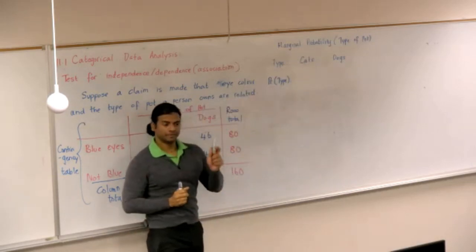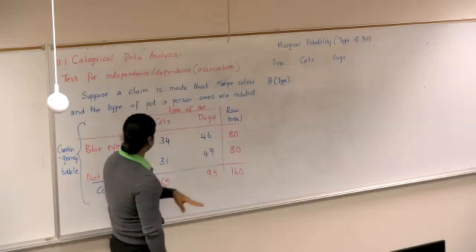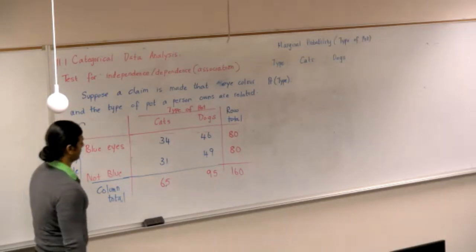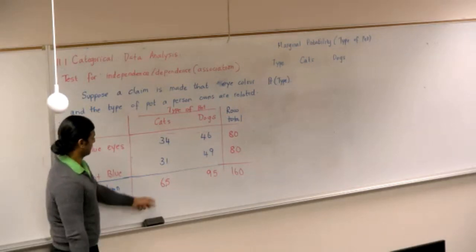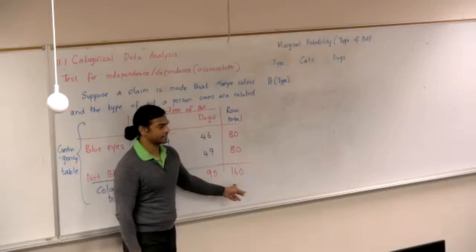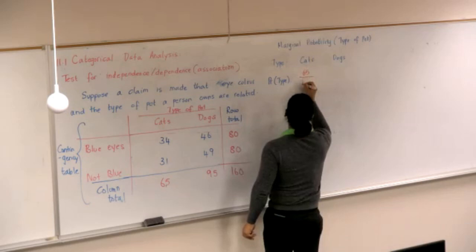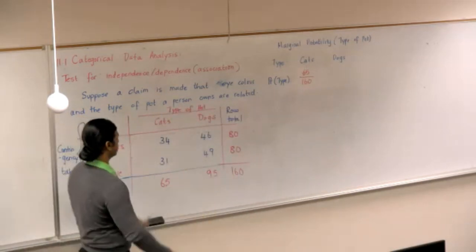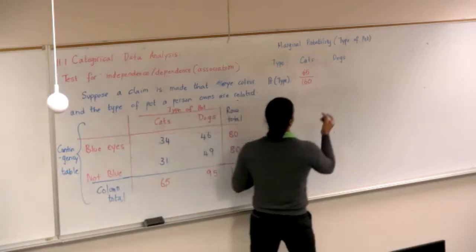PR stands for the probability. So if someone asks you, well, what is the probability a randomly chosen person would own a cat? What would your answer be? 65 over 160. 65 divided by 160. What is the probability that someone would own a dog at random? If you pick a pet, 95 divided by 160.